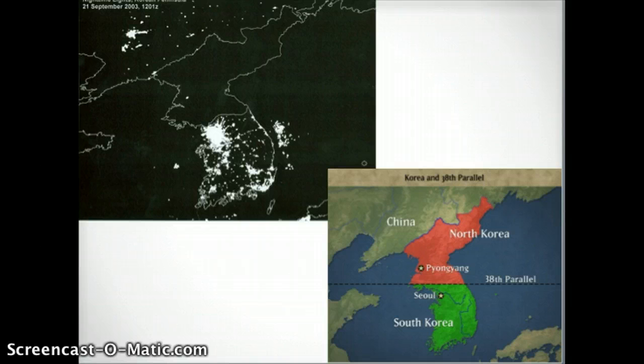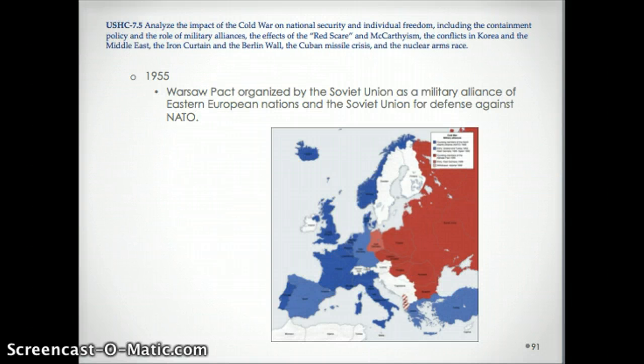Like I told you in the last unit with Dennis Rodman going over to North Korea and it being a big deal. In 1955, the Warsaw Pact was organized by the Soviet Union. This is a military alliance of Eastern European nations for the defense against NATO. It's the opposite of NATO, Warsaw Pact versus NATO, and you see the two sides right there, the blue and the red.